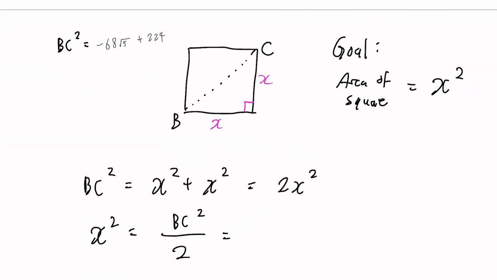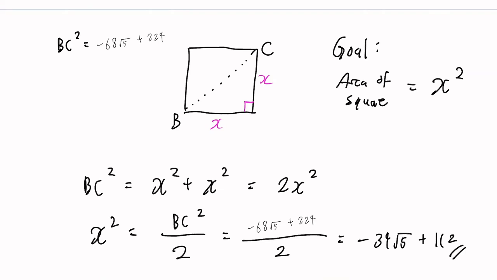Okay, so BC square divide by 2. What's BC square? It's right over there. Copy and paste it. Then you divide by 2. So it's negative 34 root 5. Add on 112. Is that okay? Yeah, done. That's all. B part 2.